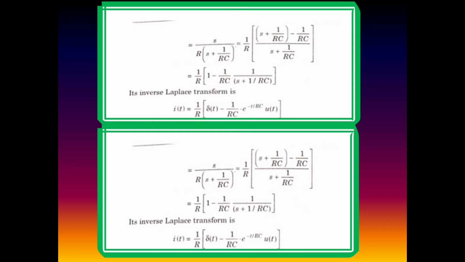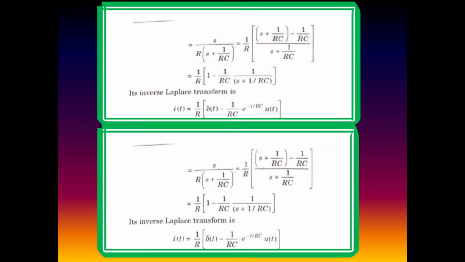It will become i(t) = (1/R)δ(t) − (1/RC)e^(−t/RC)u(t). When you take the inverse Laplace transformation of this equation, we get this result. So for the input you are giving, we get the output as this.